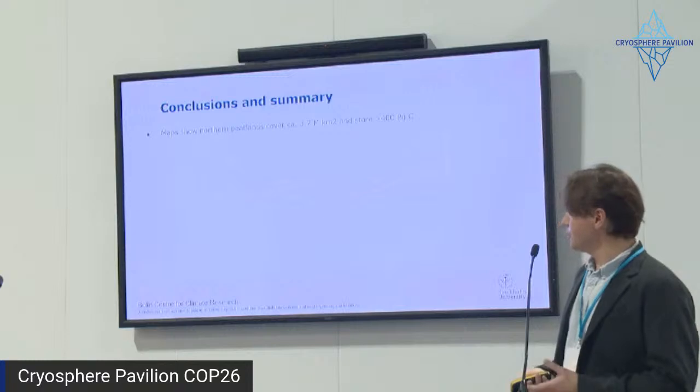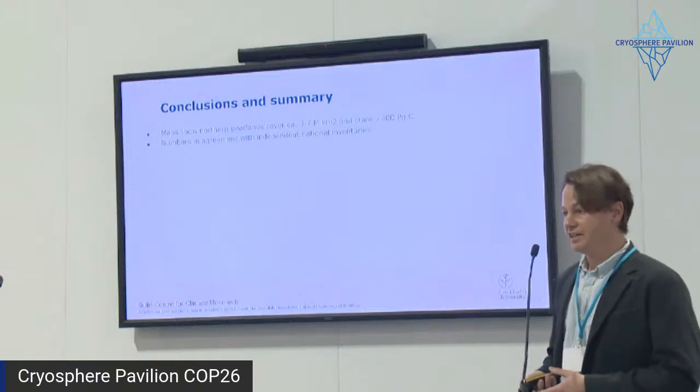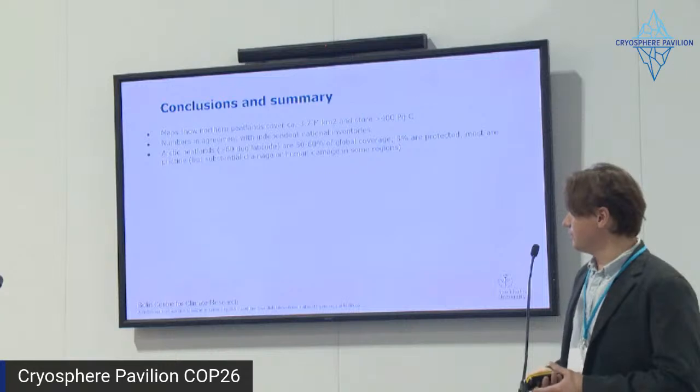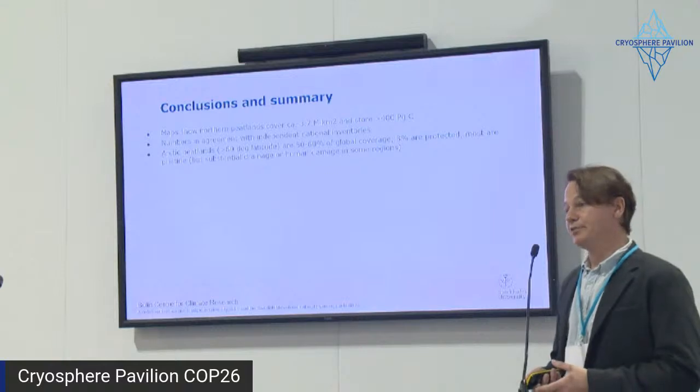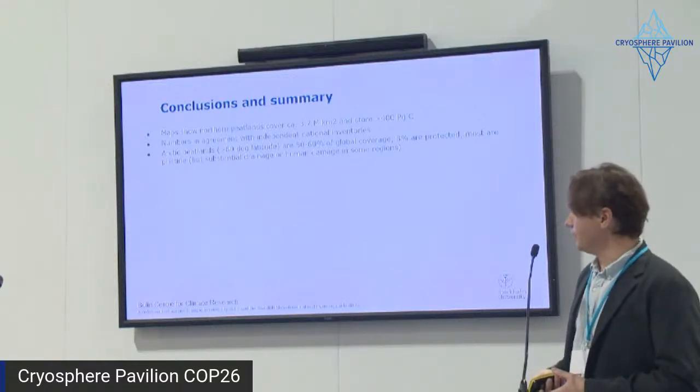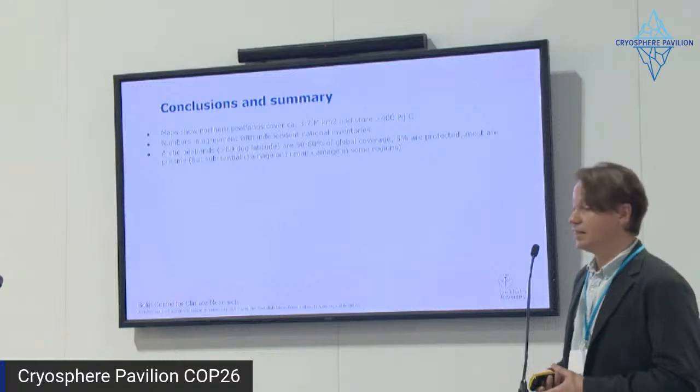Our maps show that peatlands cover 3.7 million square kilometers and store more than 400 petagrams of carbon. Numbers are in agreement with the independent national inventories, which is really good. We find that Arctic peatlands are about 50 to 60% of the global coverage of peatlands. 8% of them are protected, and most are pristine, but there are also areas with substantial drainage or human damage in some regions, especially in Russia and Scandinavia.